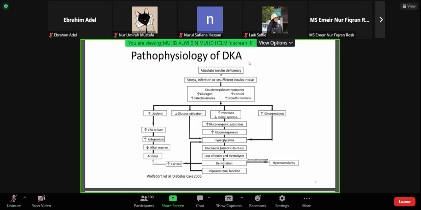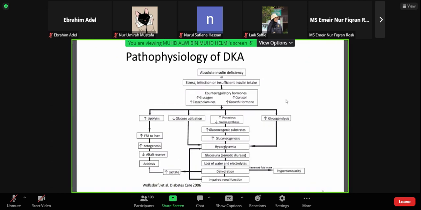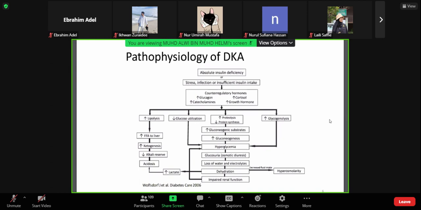Pathophysiology of DKA: absolute insulin deficiency, or stress, infection, or insufficient insulin intake leads to increased secretion of counter-regulatory hormones. And finally, this is the effect: lipolysis, increased glycogenolysis, gluconeogenesis, reduced glucose utilization, and then proteolysis, reduced protein synthesis, and so on. So this is the basic glucose homeostasis.